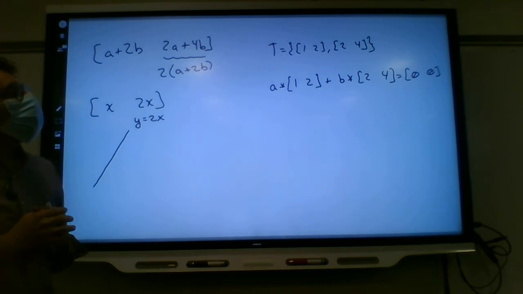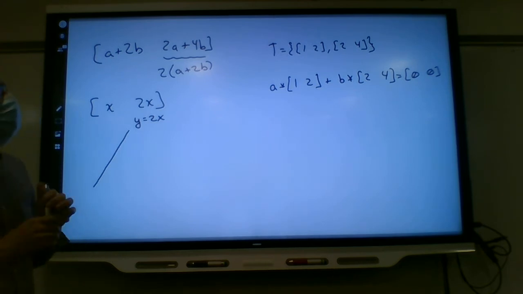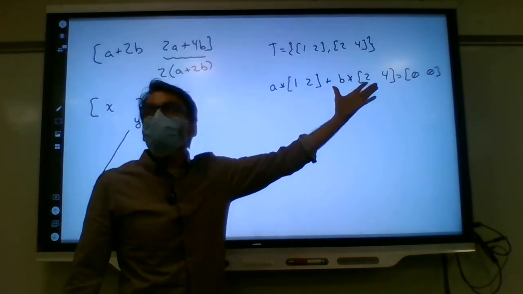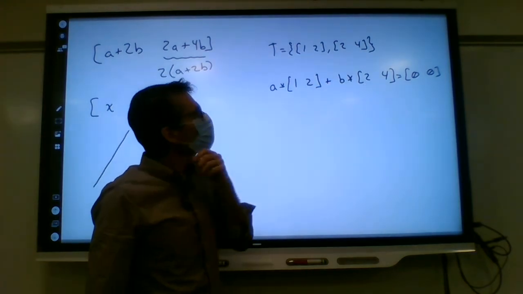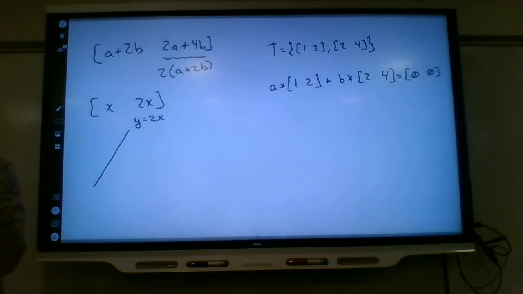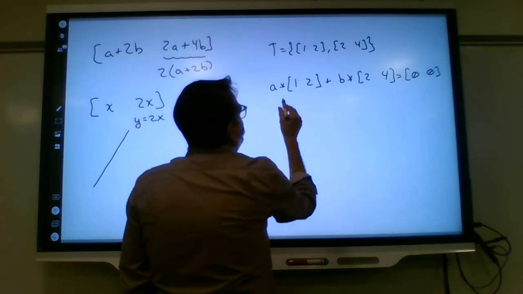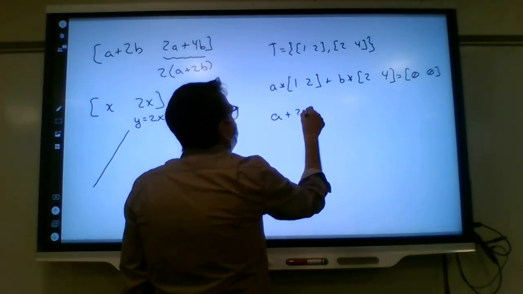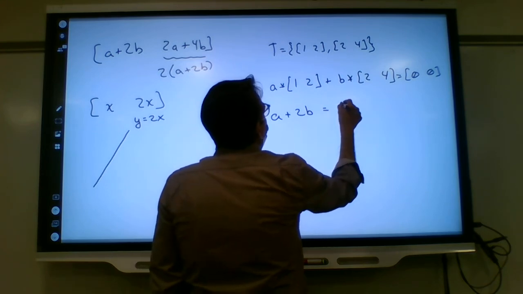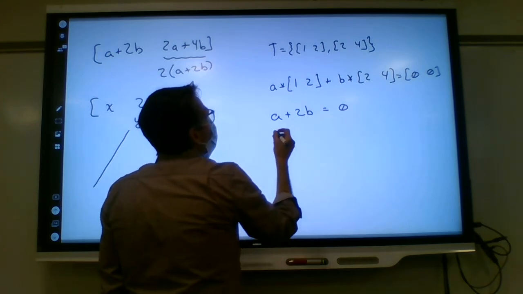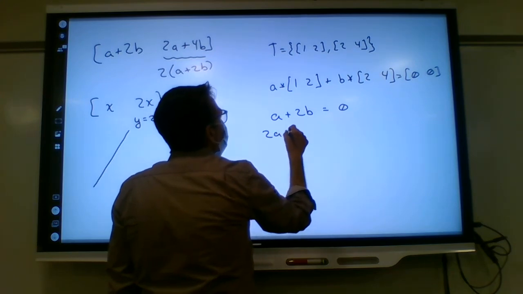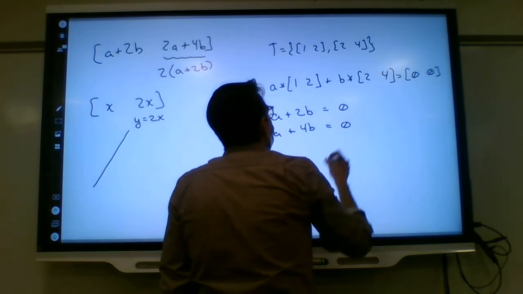Well, what happens if we put a and b equal to 0? Then we do get 0, 0. But our question is, is there a different way to get 0, 0? And if there's a different way to get 0, 0, what that means is that there's redundancy in our information. So let's see what happens. If we put this together, we have a plus 2b is equal to 0. And then we have 2a plus 4b is equal to 0.